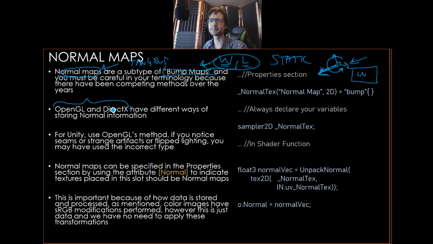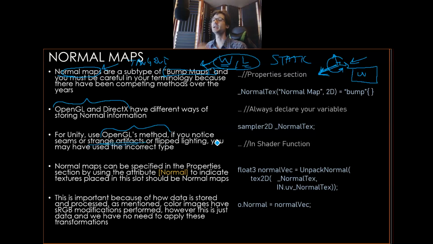Another really important thing: OpenGL and DirectX have different ways of storing normal data. Literally, the vectors are pointed in different directions. An OpenGL normal map will look different from a DirectX normal map. Unity uses OpenGL's method. This will only matter when we get into Substance Painter, but it will also matter if you start taking assets and experimenting with things online and you're wondering why, for instance, you have strange artifacts on the seams.